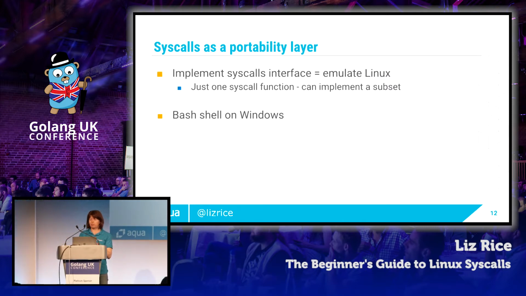Same kind of thing applies if you want to emulate Linux on some other operating system. This is exactly what Microsoft did when they implemented the Bash shell on Windows. They wrote an implementation of some subset of the Linux Syscall interface, enough that you could run a lot of common bash operations. Now, I don't know if this is exactly true, but I heard that they did about 200 of those 300-odd different Syscalls, and that was all they needed to really create a usable bash shell on Windows.